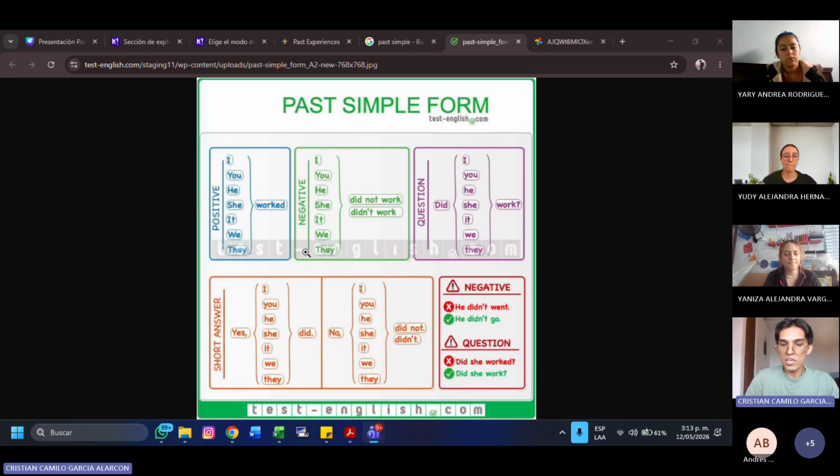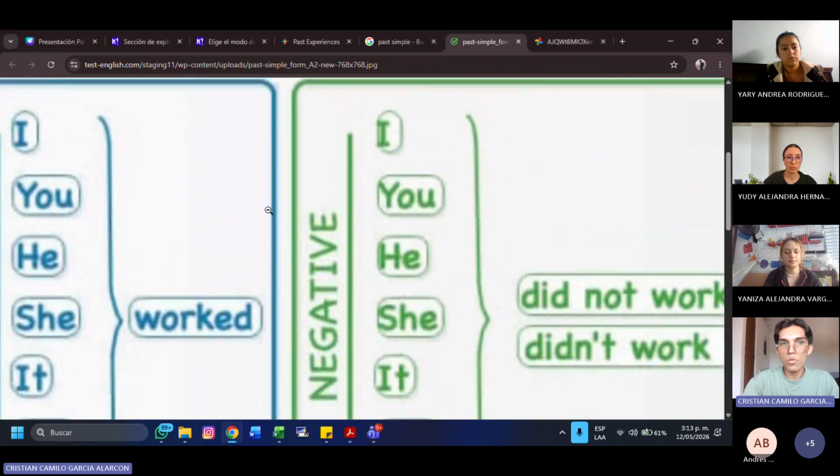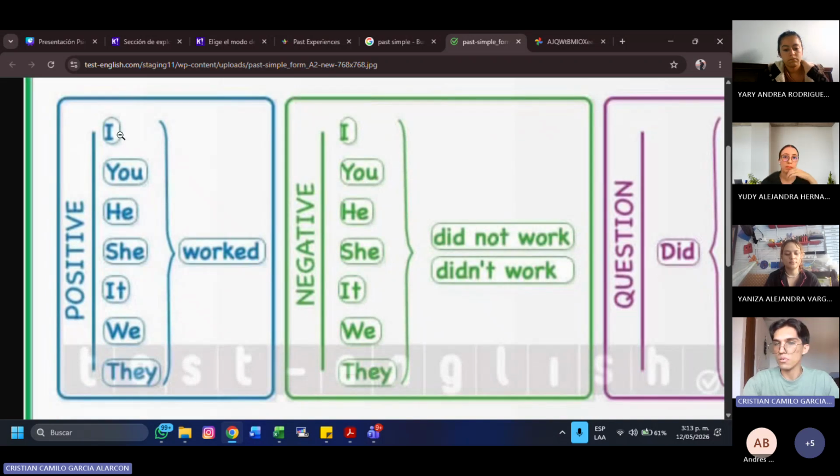So as you can see here in the positive or affirmative form, we're going to start always with the subject or with a pronoun in first, second, or third person. For example, I, he, she, or even we. Then we're going to use a verb, but in its past simple form. What is the past simple form? It depends if the verb is regular or irregular.